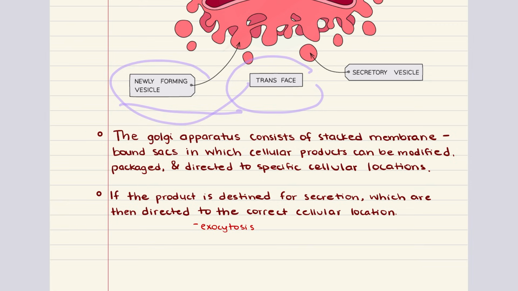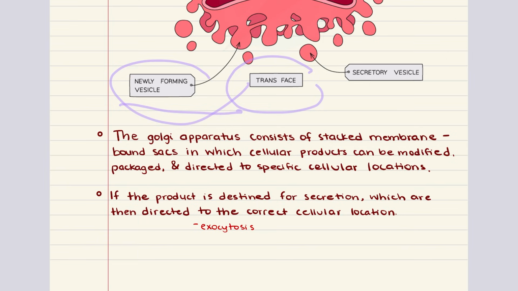If a protein is destined for secretion, the vesicle carrying it is going to merge with the plasma membrane in a process known as exocytosis that releases those contents into the extracellular space. With the ER and the Golgi working together, the cell is really able to efficiently synthesize, modify, sort, and deliver a wide range of biomolecules.